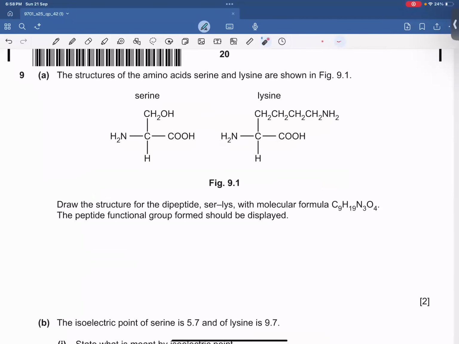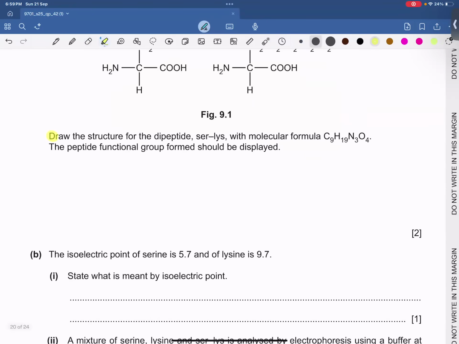That is question number 9. This question seems related to amino acids. The structures of the amino acids serine and lysine are shown. The side chain of serine is polar because it has a CH2OH group, a polar functional group. The side chain of lysine is basically neutral, and also it has an alkaline nature because NH2 is a proton acceptor. Draw the structure for the dipeptide serine lysine with molecular formula. The peptide functional group should be displayed.